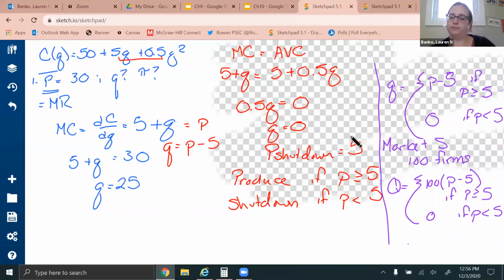So I can also maybe rewrite this as 100P minus 500 when price is greater than or equal to 5, 0 if it's less than 5.